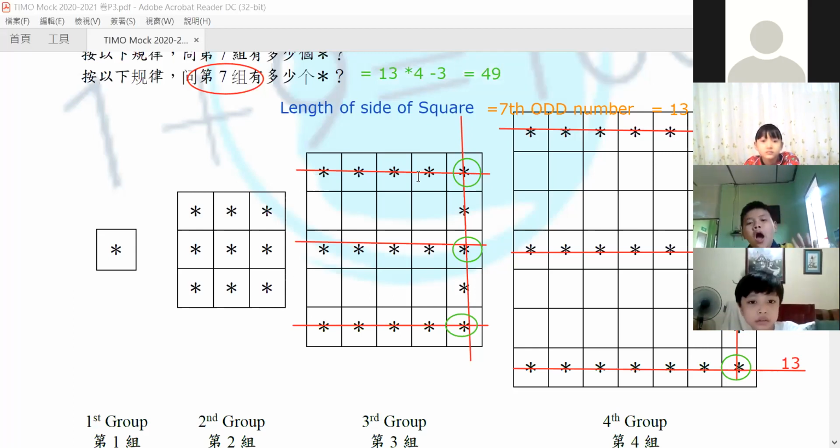So very good. Everyone who answered 49 is correct. It is 49. All right, this is question 4.